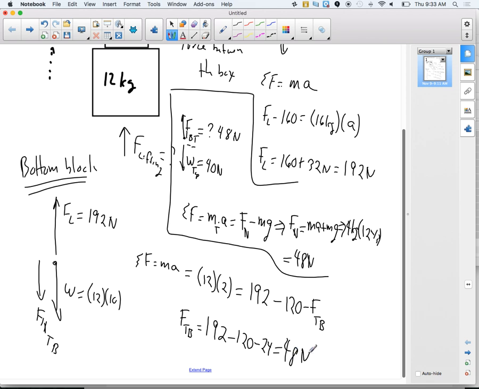So I've confirmed that the force from the top block on the bottom block is equal and opposite to the force of the bottom block on the top block. Does that make sense? So you should always have a kind of self-consistent solution. Any questions on that? Are you good? Any clarifications?